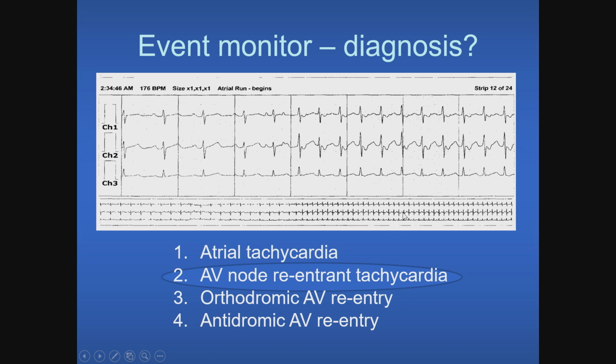So this is most consistent with initiation of an AV node dependent arrhythmia that is reentrant in nature, and that would be AV node reentrant tachycardia.